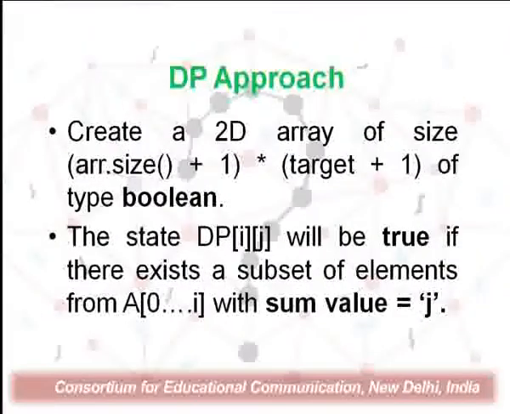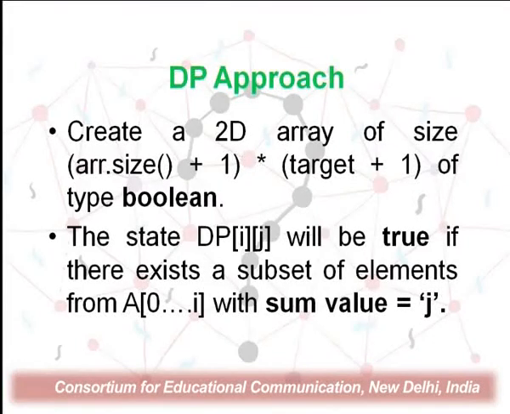So in this dynamic programming approach, what are we going to do? We are going to create a 2D array where the number of rows will be the size of the array plus 1, and the number of columns will be the total target, let us say 6 or 7 or 9, whatever it is, plus 1. And this 2D array will be of type Boolean, because in the most basic version we are just looking for an answer as yes or no: whether this subset sum is possible, true; if it is not possible, false.